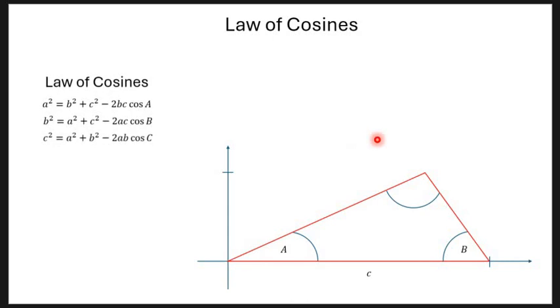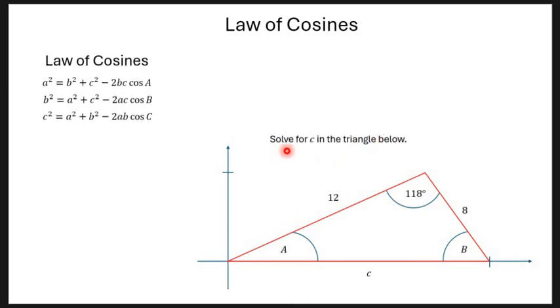So here I have a triangle, and we're being asked to solve for side C. So side C is just the base down here. We're being asked to solve for that length. To find side C, all I need is angle C and the two sides adjacent to angle C. So here's the formula. It says that c squared, the length I'm looking for, is equal to a squared, which is the square of 8, plus b squared, which is the square of 12, minus 2 times ab, which is 2 times 8 times 12, times the cosine of angle C. So that's the cosine of 118 degrees.